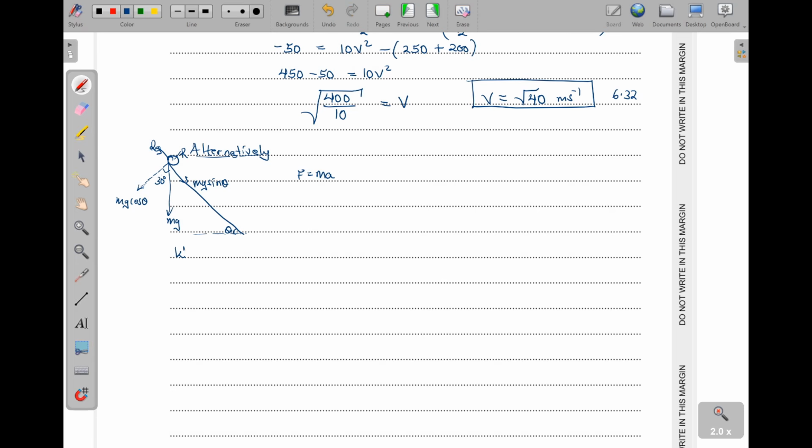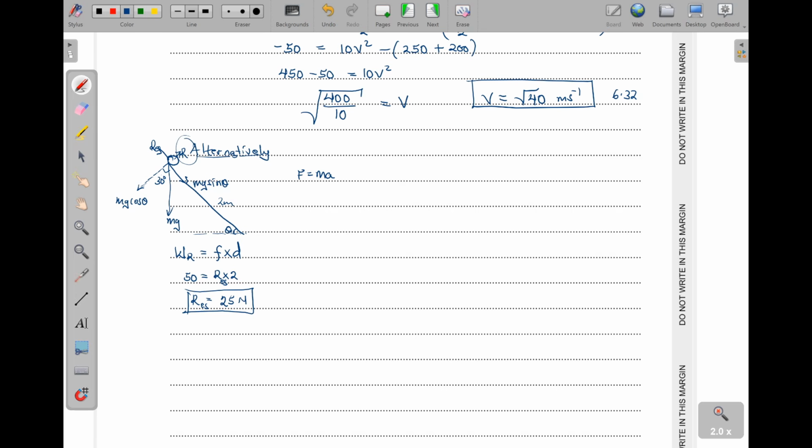However, since we have the work done against resistance, and work done is force times the distance, the force here is the R. The distance moved is 2 meters, okay? Then the work done is 50. That means the resistance force is going to be equal to 50 divided by 2, which is 25 newtons. So, in fact, I can put a different letter so that it is different from this normal reaction here.